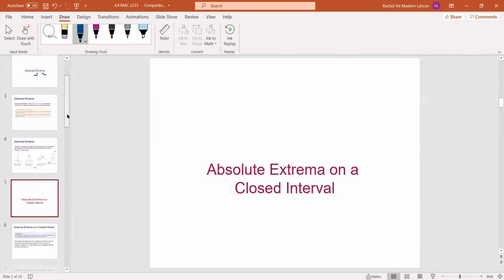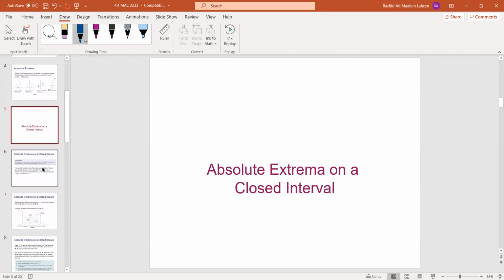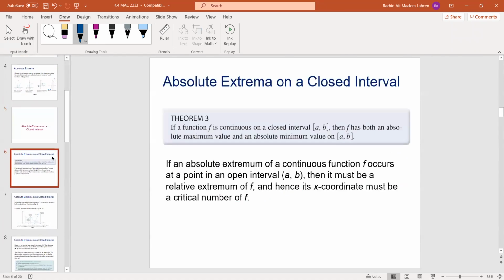A lot of investigations sometimes happen on some specific interval. And theorem 3: if a function f is continuous on a closed interval [a, b], then f has both an absolute maximum and an absolute minimum. So if it is continuous there, right? So if an absolute extremum of a continuous function occurs at a point in an open interval, then it must be a relative extremum of f. And we'll show this in an example.